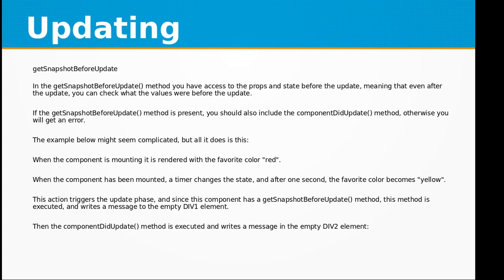The example we will be looking at next might seem complicated, but all it does is this. When the component is mounting, it is rendered with the favorite color red. When the component has been mounted, a timer changes the state, and after 1 second the favorite color becomes yellow. This action triggers the update phase, and since this component has a get snapshot before update method, this method is executed and writes a message to the empty div1 element. Then the component did update method is executed and writes a message in the empty div2 element.